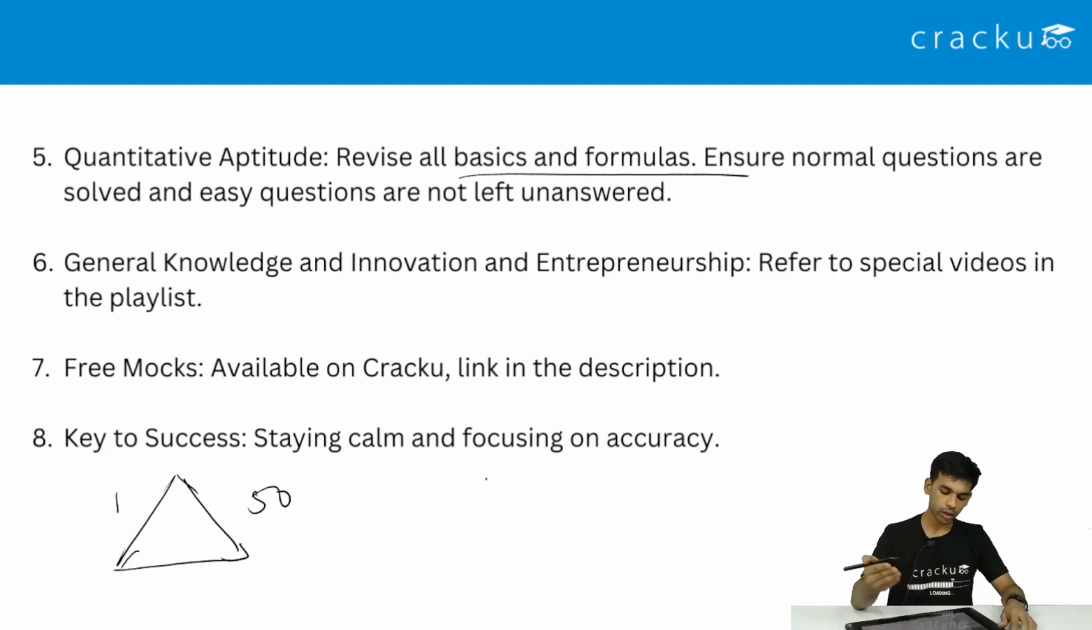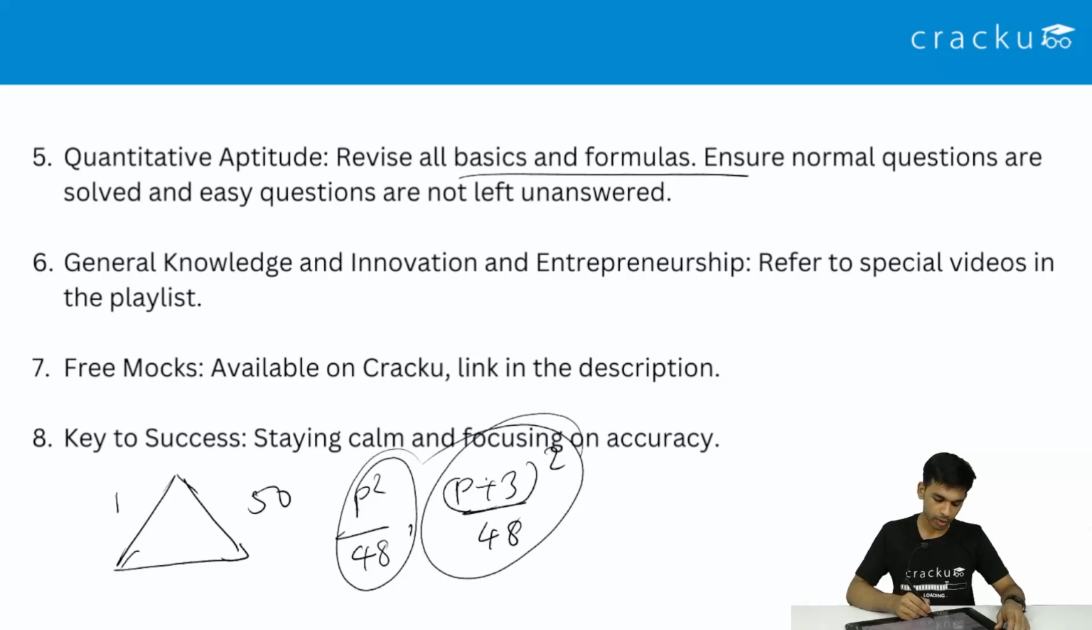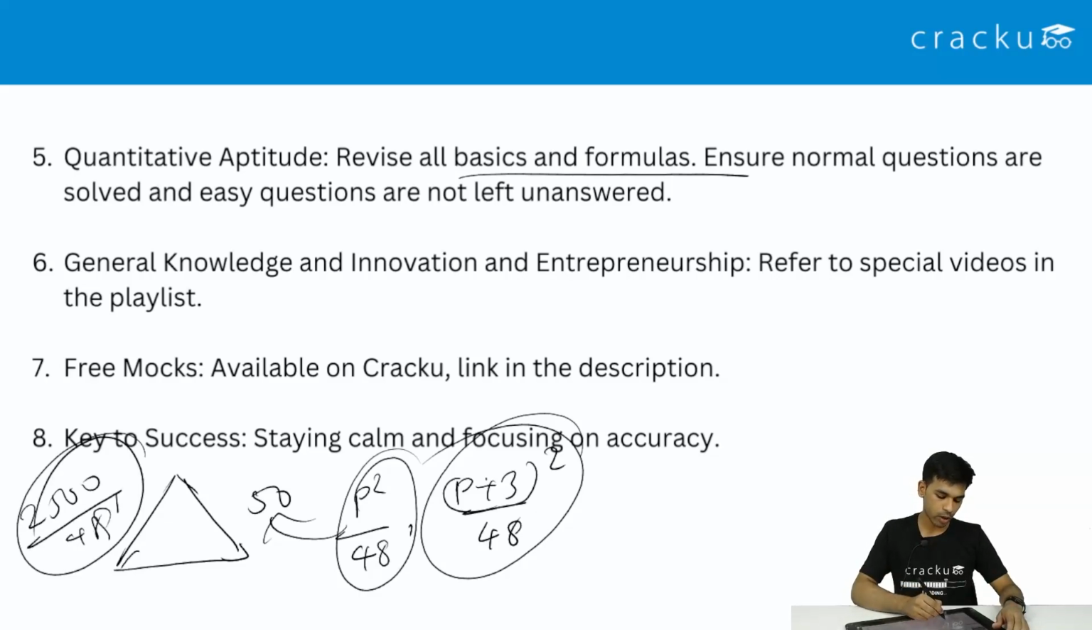Or what you can do is apply a formula like p square by 48 and p plus 3 the whole square by 48. These are formulas which you can apply, one for even numbers and one for odd numbers. Say, if we have a number like 50, what we do is 50 square by 48, which is 2500 by 48. This is the number of triangles that you can get, and you take the nearest number.